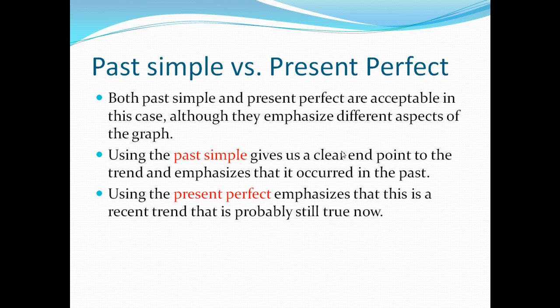Both past simple and present perfect are acceptable in this case, although they emphasize different aspects of the graph. Using the past simple gives us a clear endpoint to the trend and emphasizes that it occurred in the past. Using the present perfect emphasizes that this is a recent trend that is probably still true now.